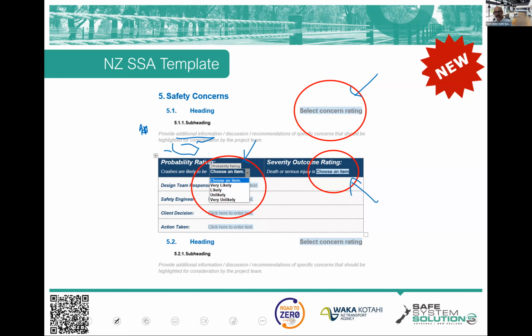Okay, Loretta, questions? Yeah, we've had a few good contributing comments come through, which is great. But the question is, should the audit recommendation for a primary treatment like a roundabout be providing a judgment on how suitable that would be? For example, low side road volume.